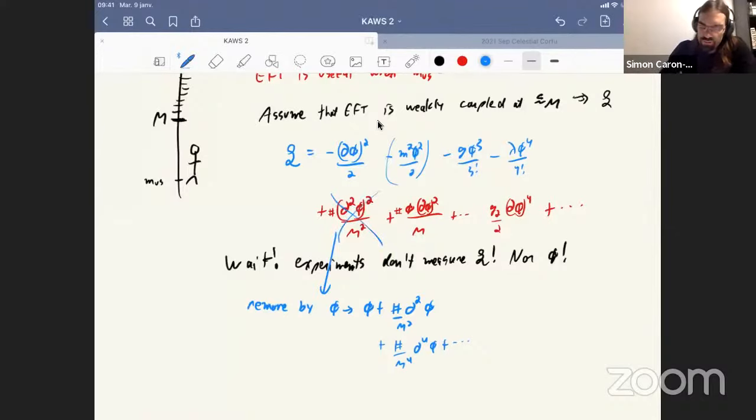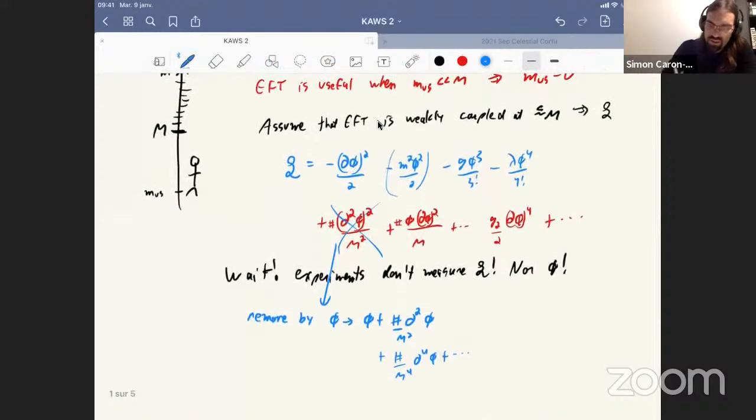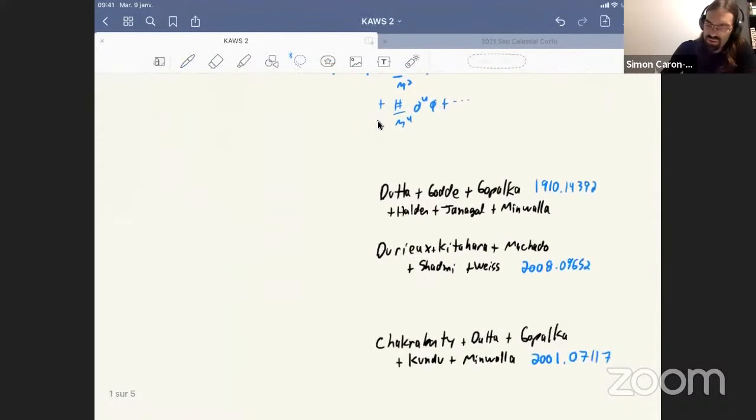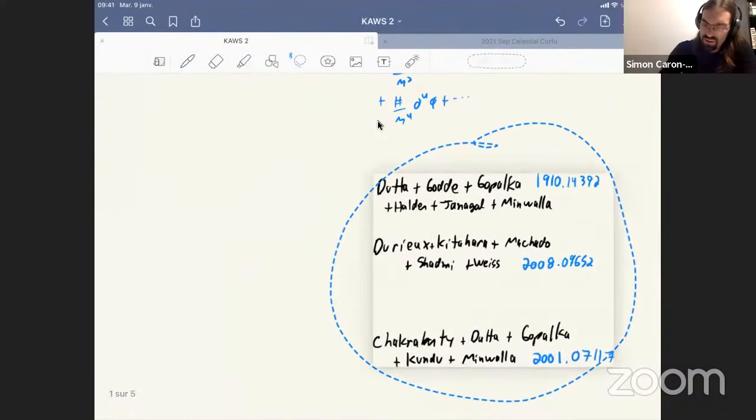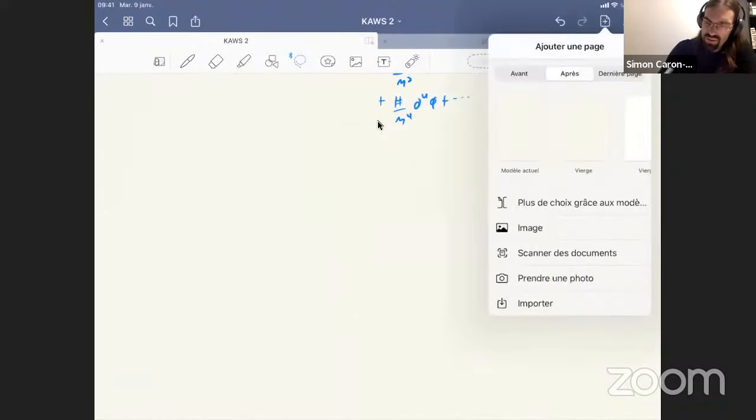And in general, field redefinition changes the, maybe some reference here that will come in later. Sorry about that. I'll just move it elsewhere.